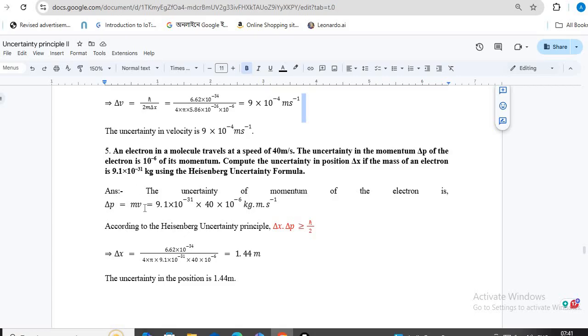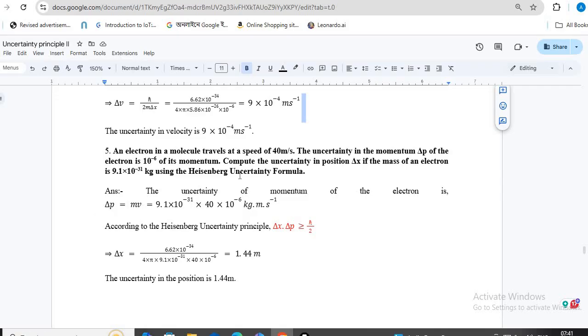So the momentum is mass into velocity. The mass is 9.1 into 10 to the power minus 31 kg for the electron, and it moves with a speed of 40 meters per second. So the mass into velocity gives you the momentum, and the uncertainty is in the order of 10 to the power minus 6 of that. So multiply those, and this gives you the uncertainty in the momentum.